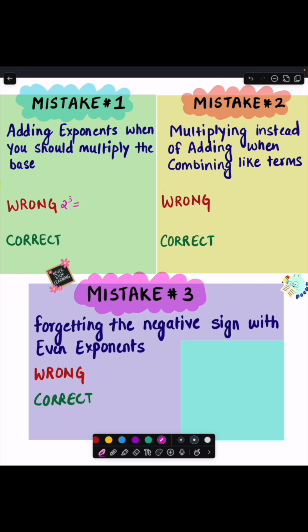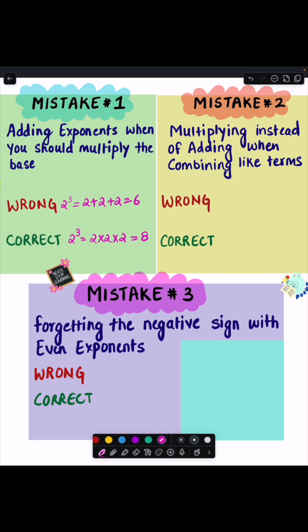For example, 2 raised to power 3. Here, students confuse exponents with multiplication and they think 2 raised to power 3 means adding 2 three times, which is incorrect because the exponent tells you how many times to multiply the base by itself, not how many times to add it. So the correct way of doing this would be 2 times 2 times 2 equals 8.